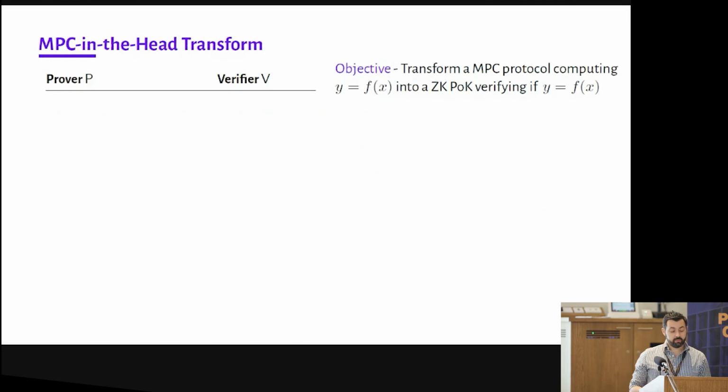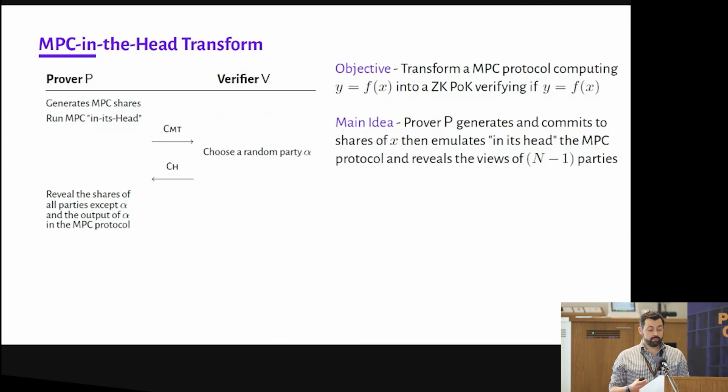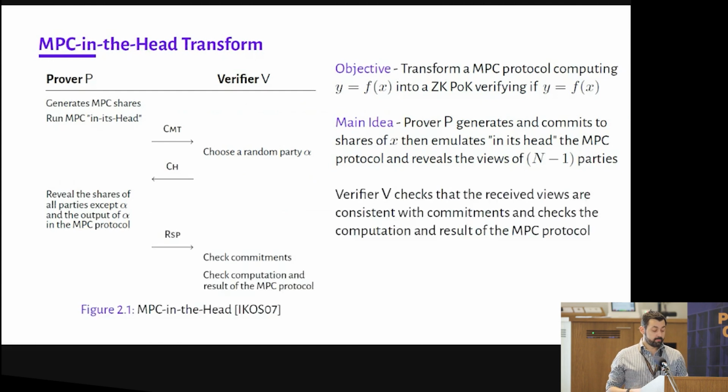Once we have MPC, we will turn this into a proof of knowledge using MPC in the head. Same idea as yesterday. The main idea is for the prover to generate all the shares. He will commit to them, and then he will emulate the protocol in his head. And in the end, he will reveal the views of n-1 parties. On doing so, the verifier will just have to check the commitments to the shares, check the computation of the MPC protocol, as well as its result. And that's basically what we need.